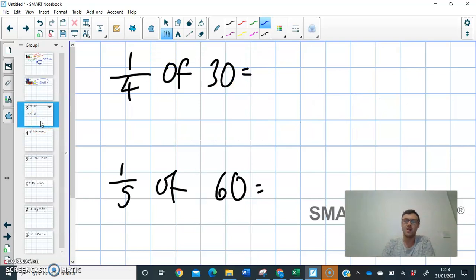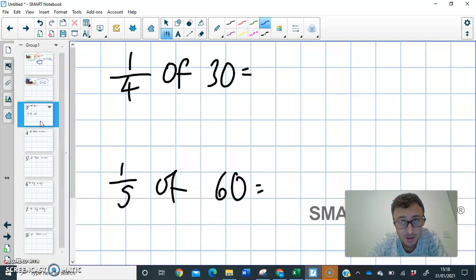Now, your main maths today, the big sheet, is involving finding fractions of amounts, including unit of measure conversions as well. So it is quite tricky, but you're pretty good at your unit of measure conversions now. So you will need to remember your basics.